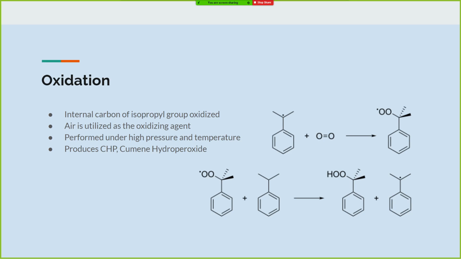Then, through the second step, the propagation step of this free radical reaction, the cumene peroxide radical attacks another cumene molecule, and the products of that are CHP, which is cumene hydroperoxide, the next molecule that we need for the next process, and then it regenerates another cumene radical to keep the reaction going. It's good to note that in industry this is performed under high pressure and high temperature to allow oxygen to be a good enough oxidizing agent here.